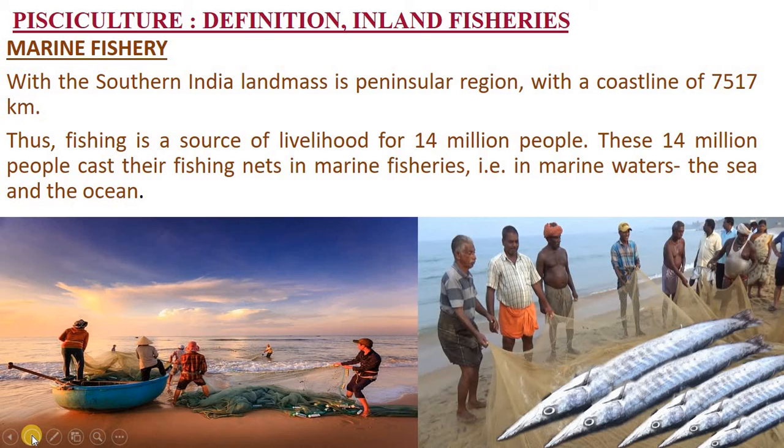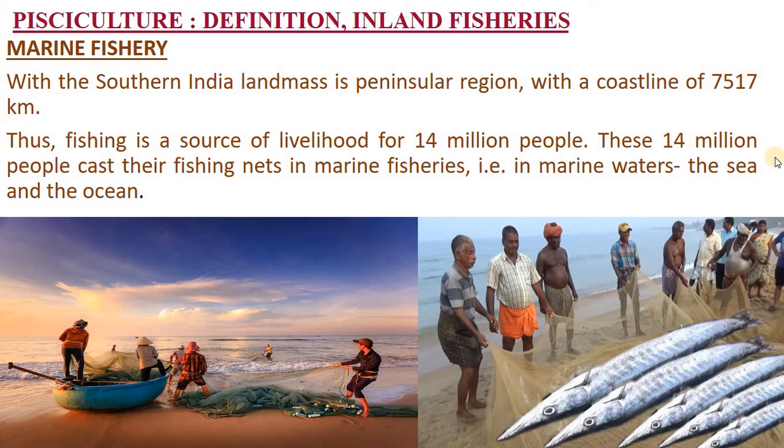See, marine fisheries: southern India is a peninsular landmass with a coastline of 7517 km. Fishing is the source of livelihood for 14 million people. These 14 million people cast their fish nets in the marine waters and collect the fish from the sea and ocean. This is a photograph where the people in Kerala are involved in marine fishery. They go in boats or ships, and somewhere in the middle of the ocean or the sea, they cast their nets, collect a huge variety of fishes and sell them. So this is one aspect of marine fisheries.